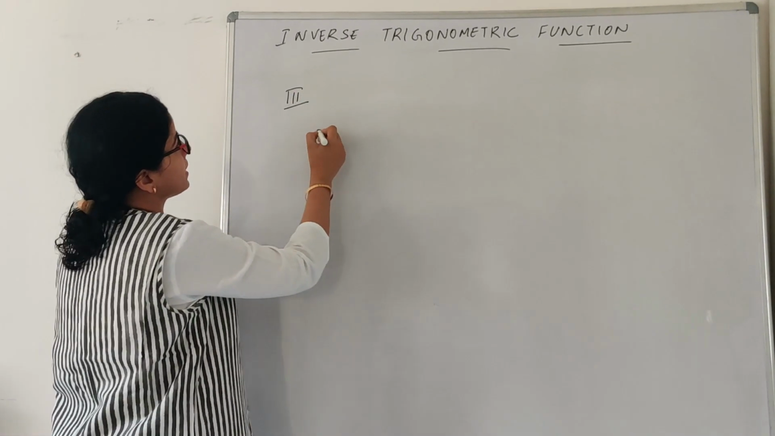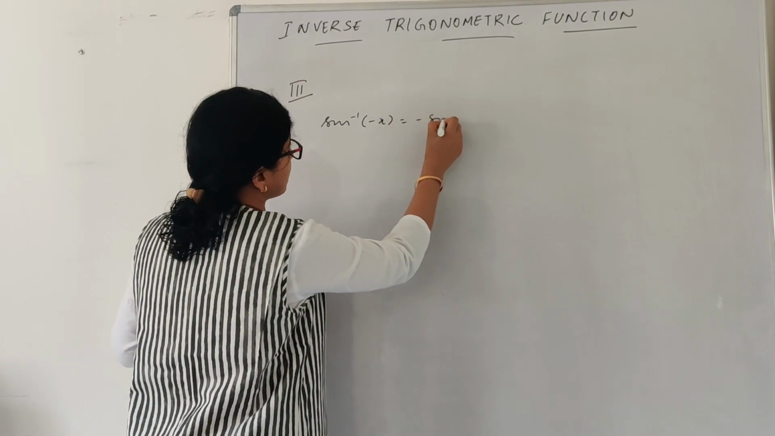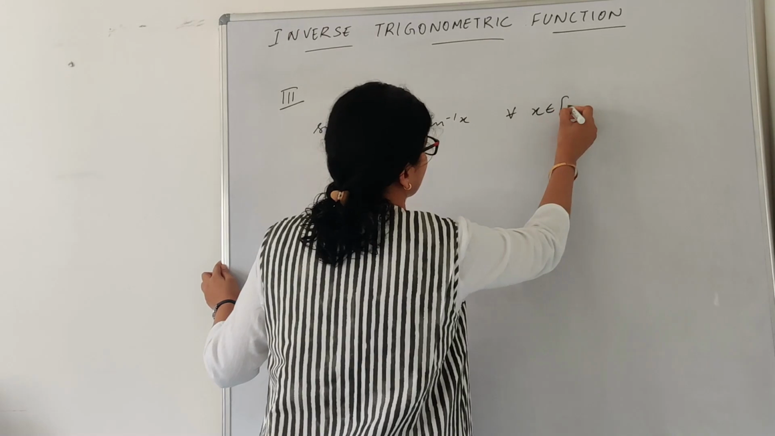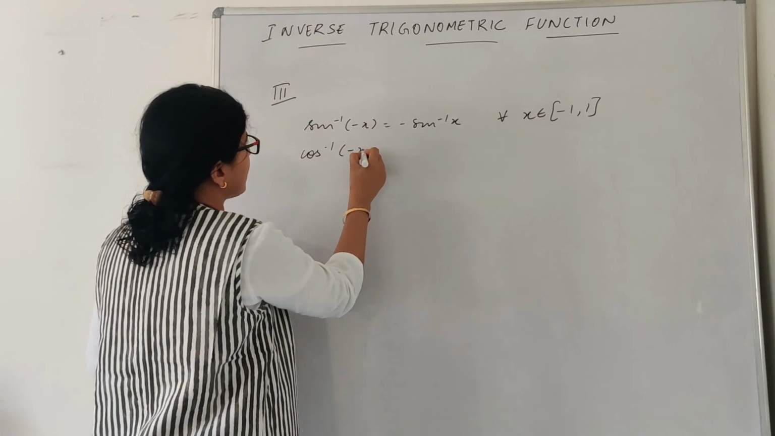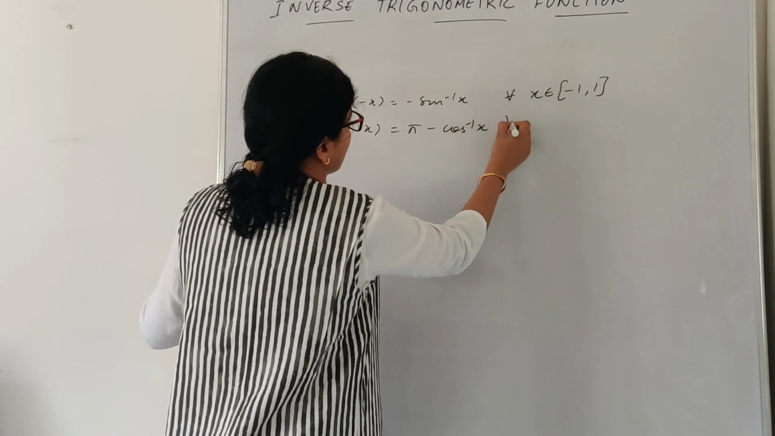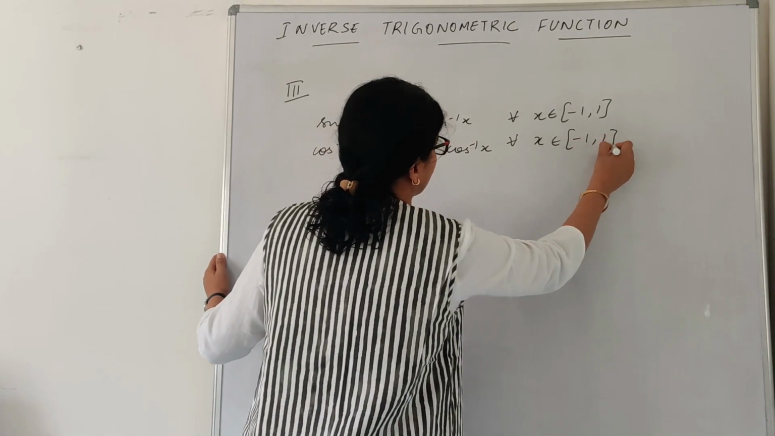Third property. What does the third property say? Sine inverse of minus x is equal to minus sine inverse x for all x belonging to the closed interval minus 1 comma 1. Cos inverse of minus x equals pi minus cos inverse x for all x belonging to minus 1 comma 1.